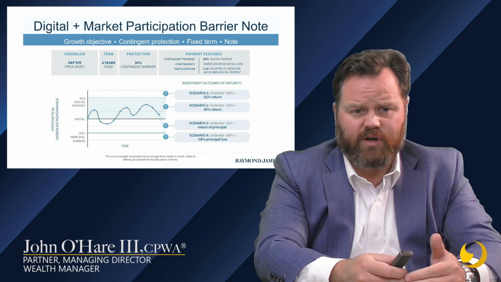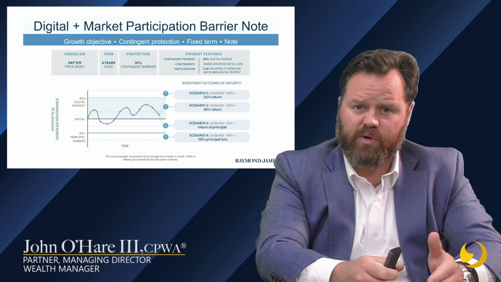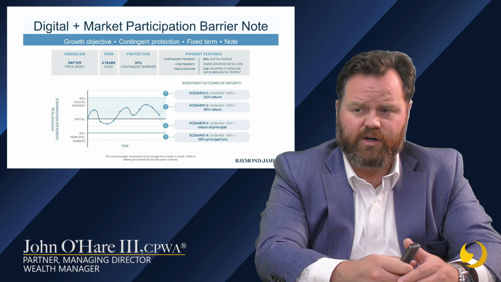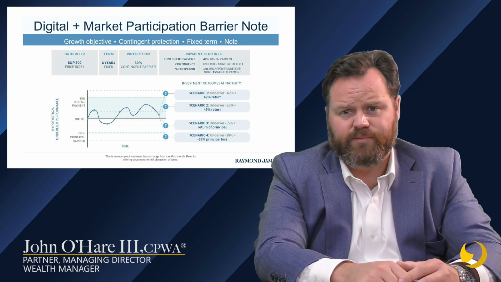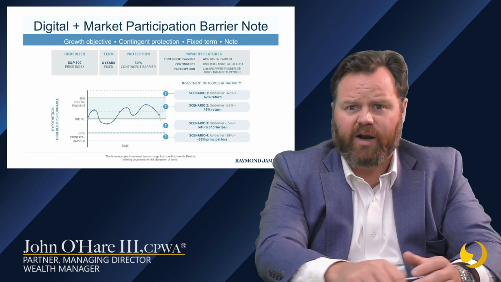On a downside and a moderate downside, we outperform the market. On a moderate upside, we outperform the market, and on an extreme upside, we match the market. So again, it's about taking a calculated risk as to what we think might happen with these indices.